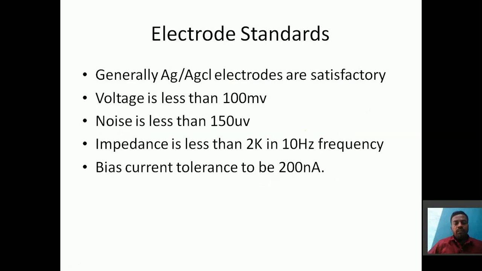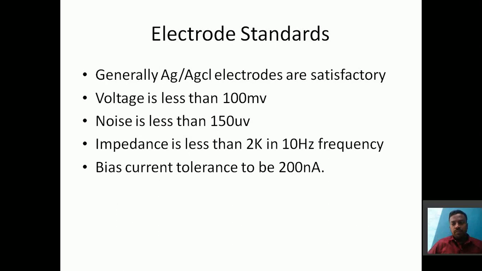Then the electrode standards. The floating electrodes have the following standards. Mostly these electrodes are fabricated from silver or silver chloride. The voltage is less than 100 millivolt, noise is less than 150 microvolt, impedance is less than 2 kilo ohm at 10 hertz frequency, and bias current tolerance is 200 nanoampere. These are very small values. The voltage is in the millivolt range and the current is in the nano range. The biosignals are very weak signals.